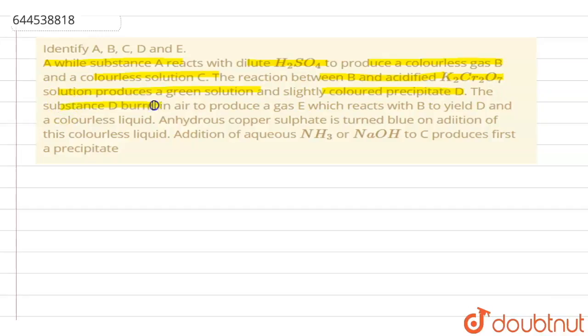The substance D burns in air to produce a gas E, which reacts with B to yield D and a colorless liquid. Anhydrous copper sulphate is turned blue on addition of this colorless liquid. Addition of aqueous ammonia or NaOH to C produces a precipitate.